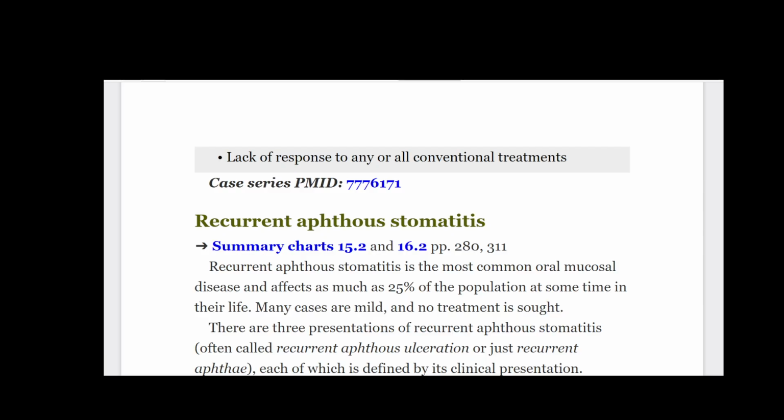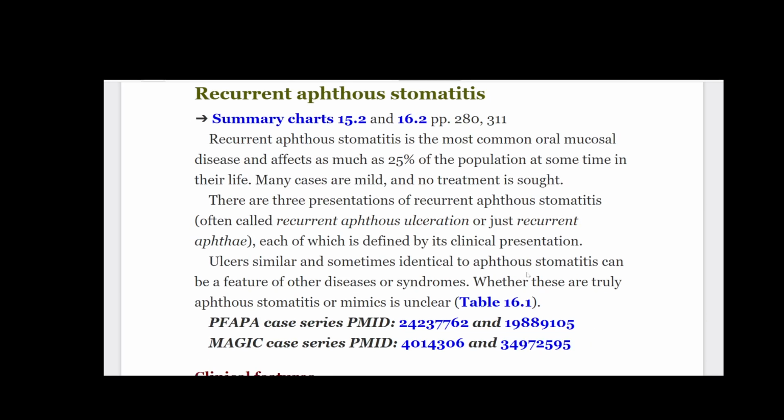Recurrent aphthous stomatitis, summary charts 15.2 and 16.2, pages 280 and 311. Recurrent aphthous stomatitis is the most common oral mucosal disease and affects as much as 25% of the population at some time in their life. Many cases are mild and no treatment is sought. There are 3 presentations of recurrent aphthous stomatitis, often called recurrent aphthous ulceration or just recurrent aphthae, each of which is defined by its clinical presentation.